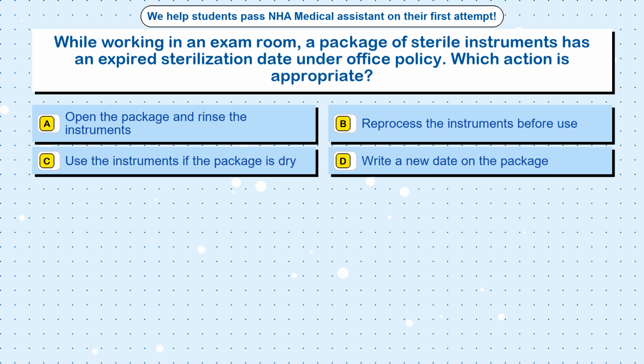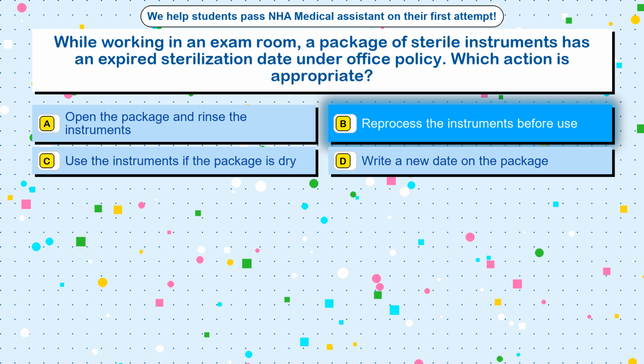Question 50. While working in an exam room, a package of sterile instruments has an expired sterilization date under office policy. Which action is appropriate? Option A, open the package and rinse the instruments. Option B, reprocess the instruments before use. Option C, use the instruments if the package is dry. Option D, write a new date on the package.